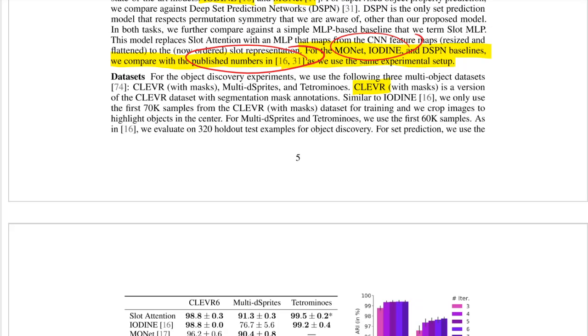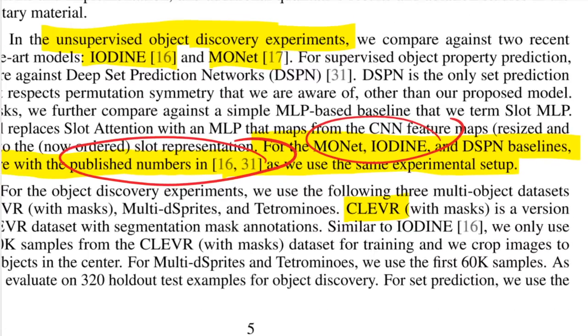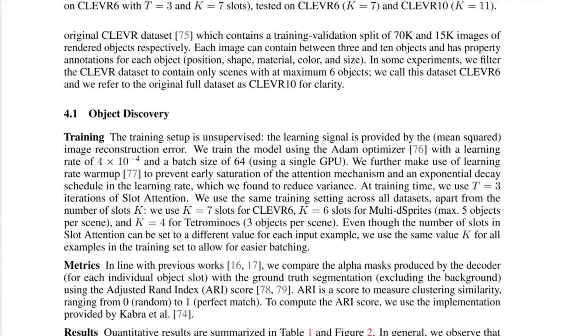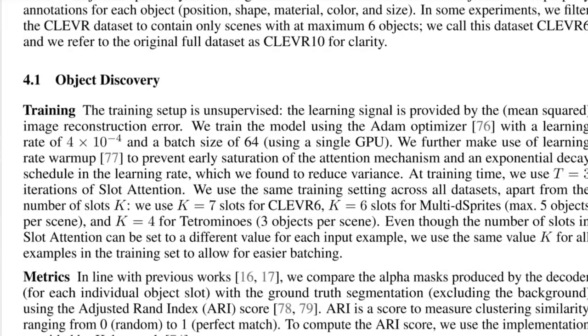So this would be okay, they say, as we use the same experimental setup. In that case, if you have the same setup, it's more okay. But it really depends on you really having the same setup, and this is a bit where it falls. For example, one example right here is they say we train using the Adam optimizer with a learning rate and so on. They use a single GPU. We further make use of learning rate warm-up to prevent early saturation of the attention mechanism and an exponential decay schedule in the learning rate, which we found to reduce variance.